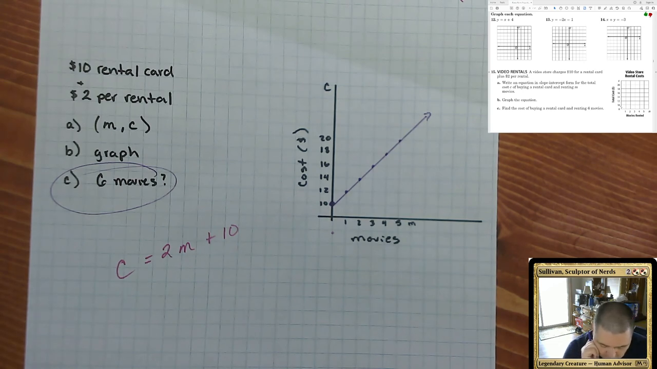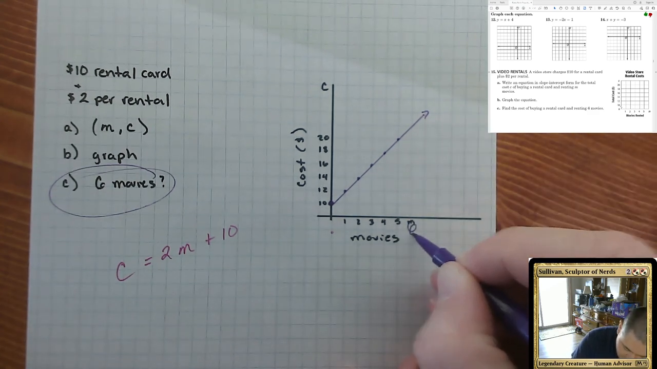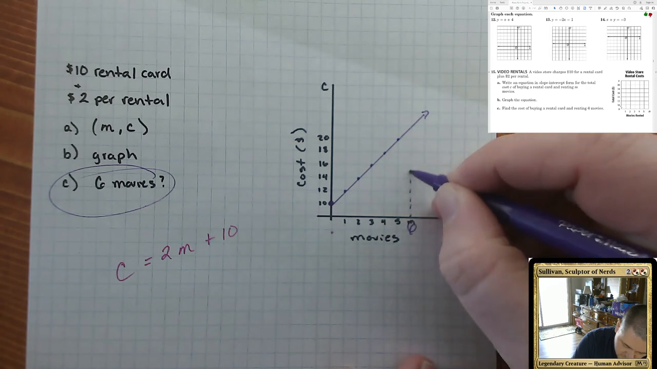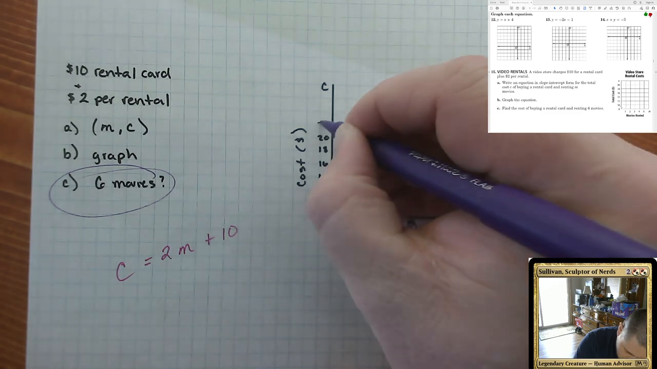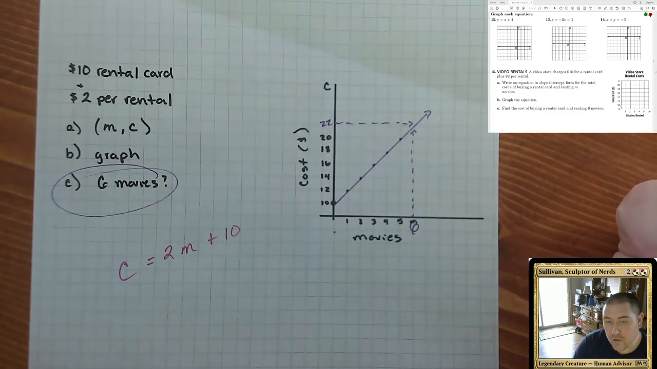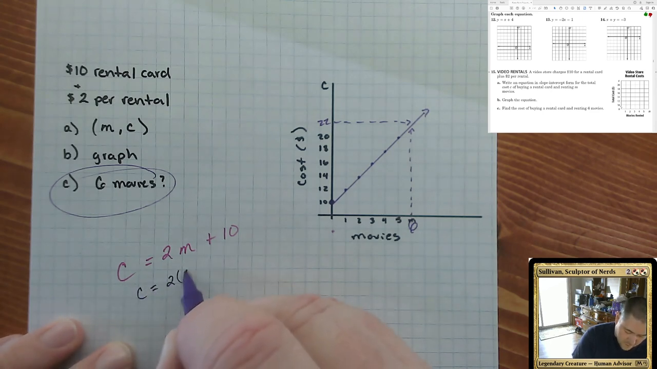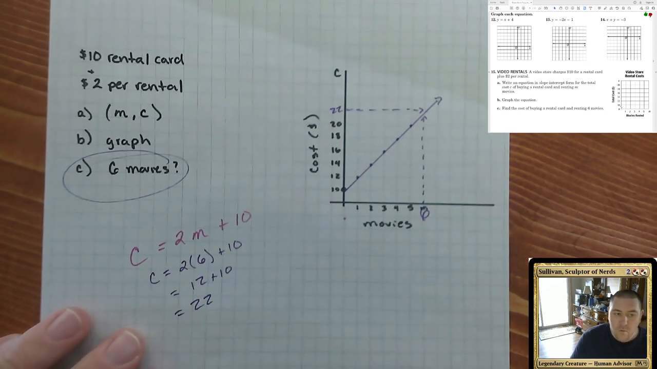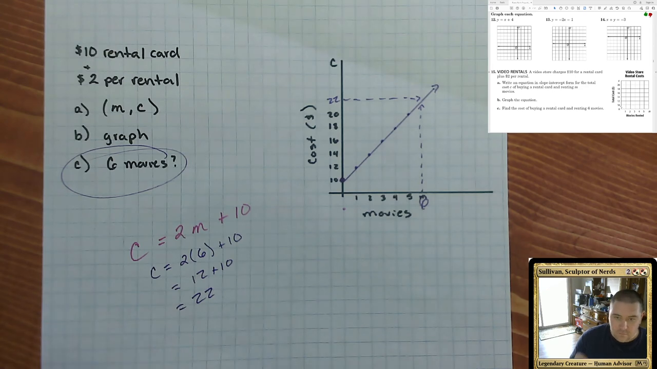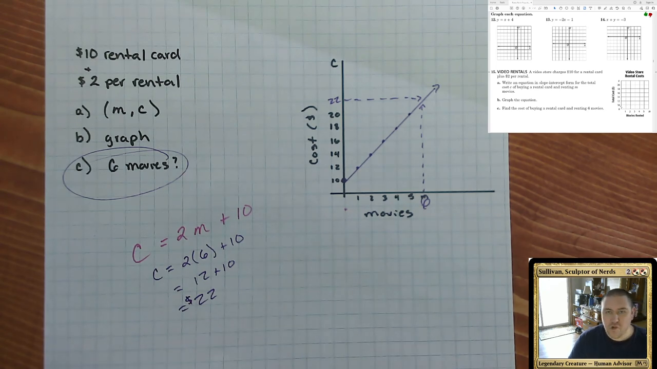See, once I have these models, I can predict at 6 movies it's going to cost me $22. Now I can also say the cost is 2 by 6 plus 10 is 12 plus 10 is 22. What I want you to make sure when you answer that question is don't just say $22. Make sure you label what it is.